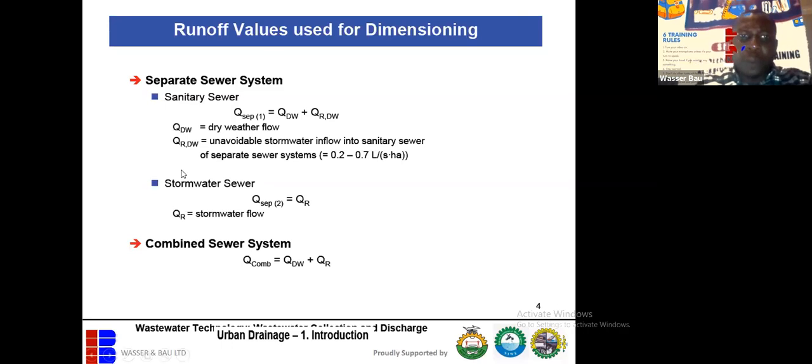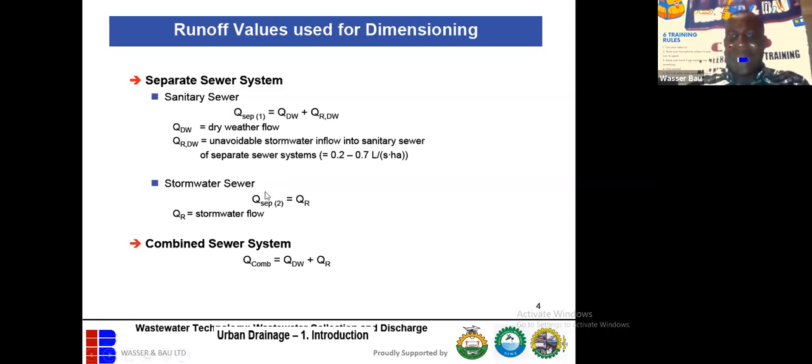But this row you have here is what I try to explain. It's called unavoidable stormwater inflow into the sanitary sewer. It's about 0.2 to 0.7 liters per hectare per second. It is just like a safety factor to say my sewer is not waterproof. There could be other water that is flowing inside the sewer. So in order to be safe, I will include some ghost water in quotes, or parasite water.